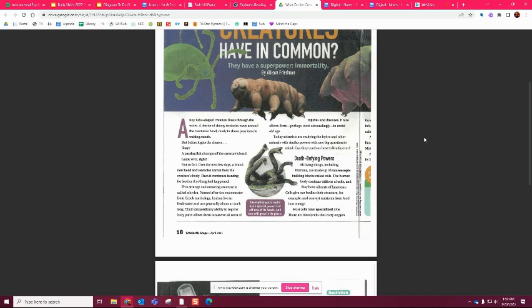This strange and amazing creature is called a hydra, named after the sea monster from Greek mythology. Hydras live in the fresh water and are generally about an inch long. Their extraordinary ability to regrow body parts allows them to survive all sorts of injuries and diseases. It also allows them, perhaps most astoundingly, to avoid old age. Today, scientists are studying the hydra and other animals with similar powers with one big question in mind. Can they teach us how to live forever?